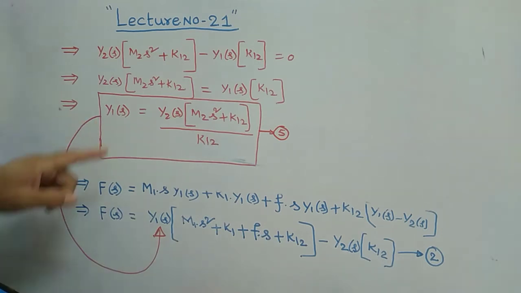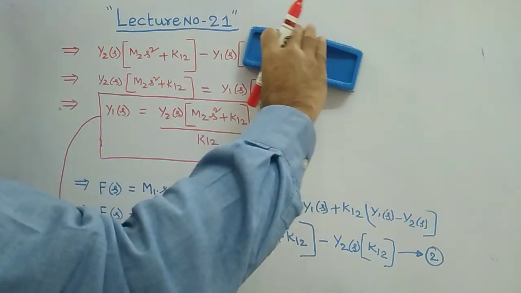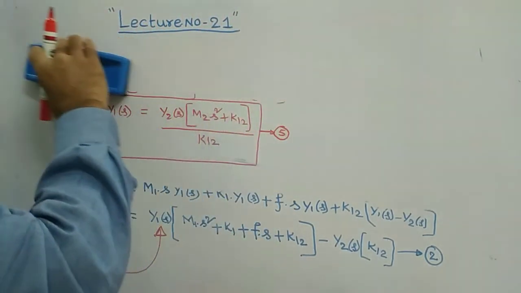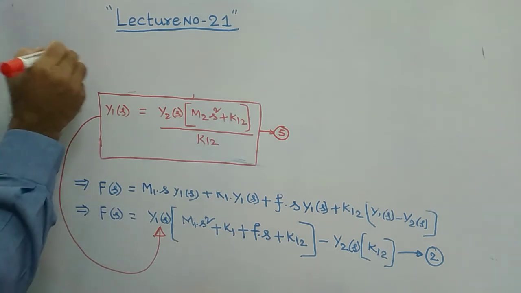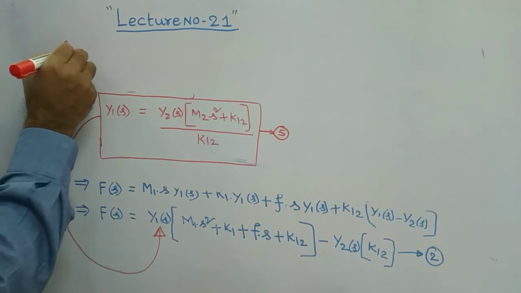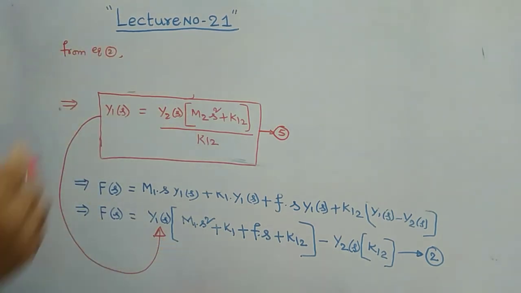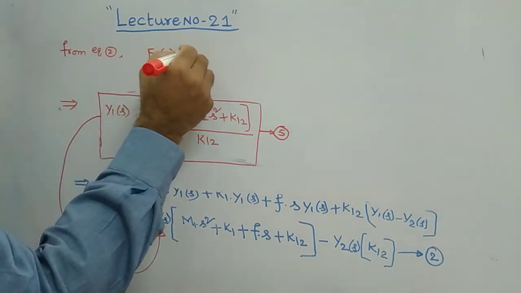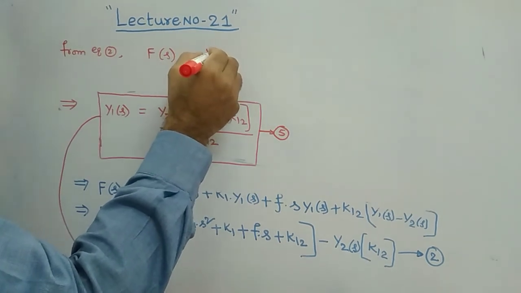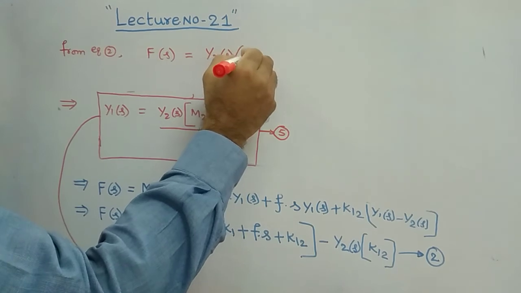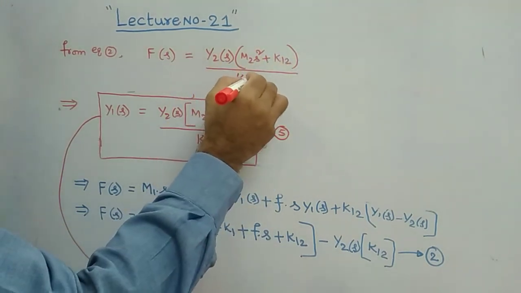Therefore, now what I will do? I will substitute this y1 of s value here. Therefore, what will it come? Let us see. So then obviously your f of s equal to, from the second equation, you can write. From equation 2, because in equation 2 only I am going to substitute that. From equation 2, your f of s equal to, is it not? Now, what is your y1 of s? y1 of s is nothing but this entire thing, means you write here. The same I will write again: y2 of s bracket m2 s square plus k12 by k12. This is what your y1 of s.